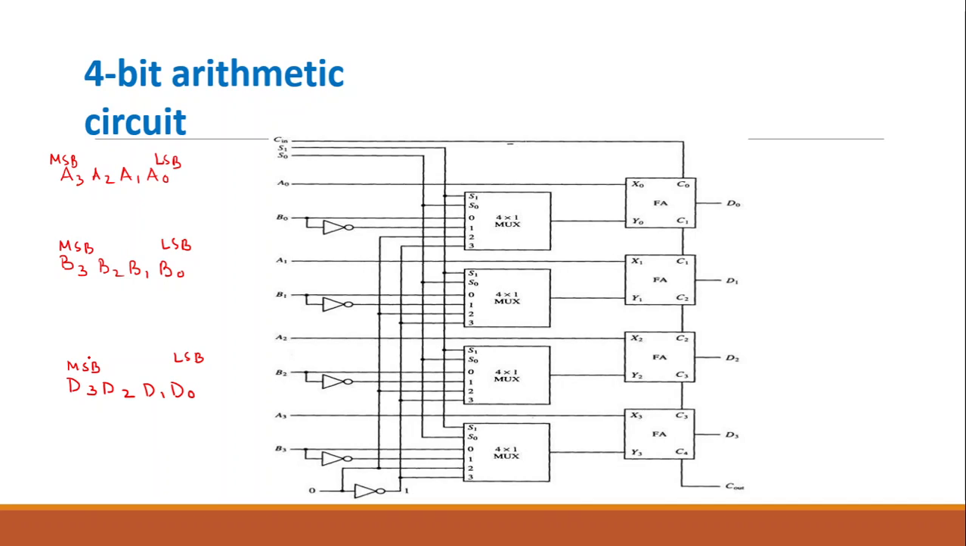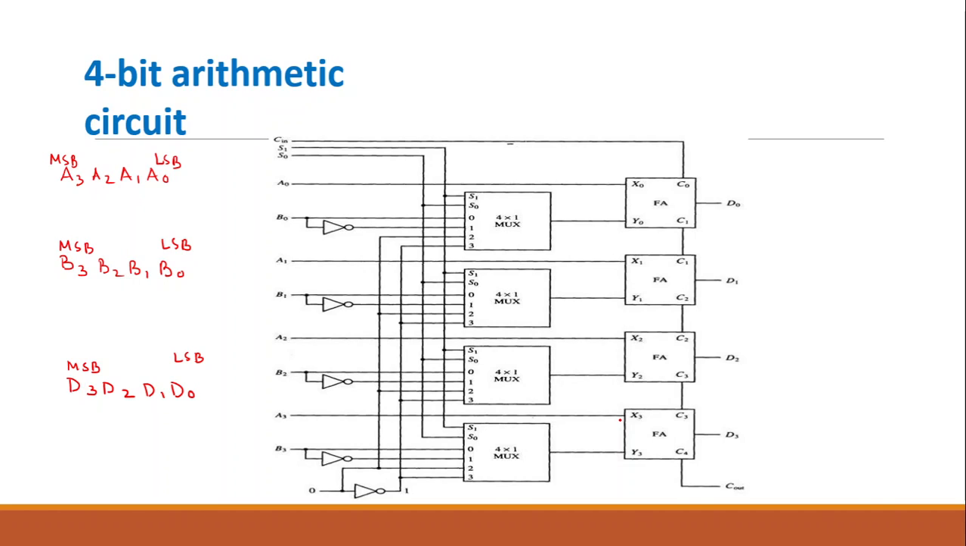The 4 inputs from A go directly to the X inputs. See that the input from A0 goes directly to X0. Similarly, A1 goes directly to X1, A2 will go directly to X2, and A3 will go directly to X3. So the 4 inputs of A will go directly to the X inputs of the binary adder.